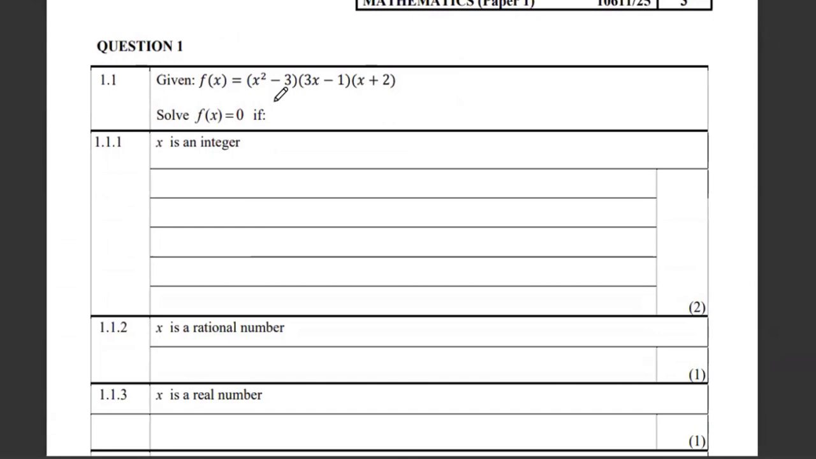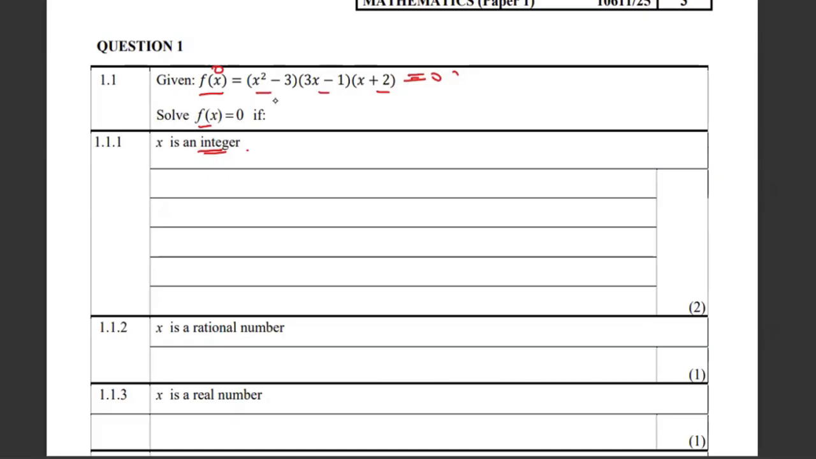All right, question number 1. They're telling us that f of x is x squared minus 3, then 3x minus 1, and then x plus 2, and we need to solve for the function of x. If f of x is equated to 0, we must solve for x if x is an integer. Now, we know that integers are basically positive and negative whole numbers. But looking at the brackets, we consider the only answers we're getting.